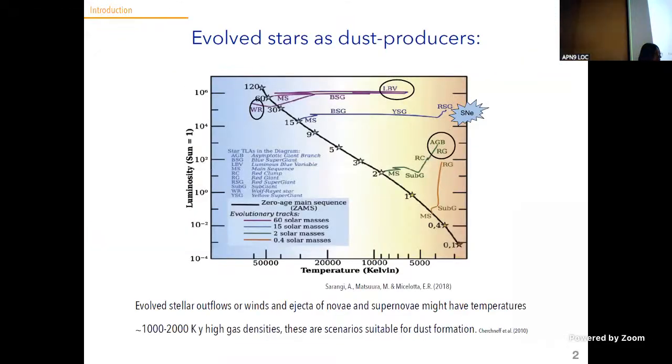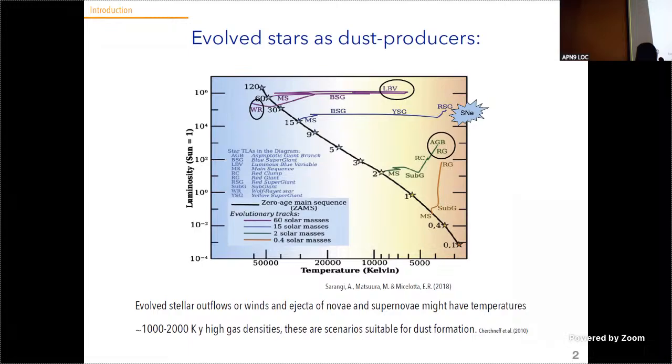So here is a brief introduction about how we consider that evolved stars are dust producers. Here is just an HR diagram where we have some examples of this, in the scenario of single star evolution. In this kind of star we sometimes present an ejection of material, through clouds or winds, that ejects enough material to reach the appropriate temperatures and high densities to enable dust formation.